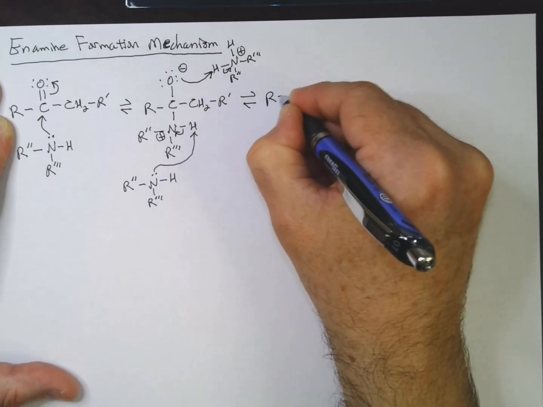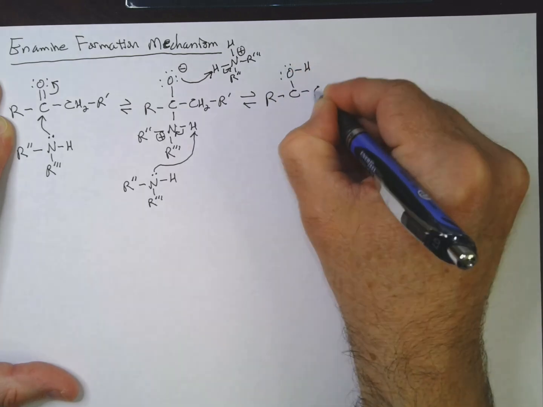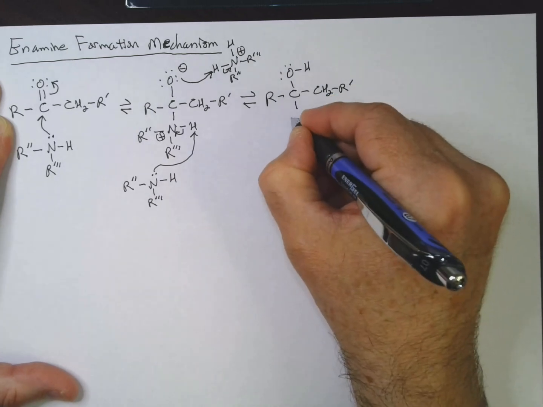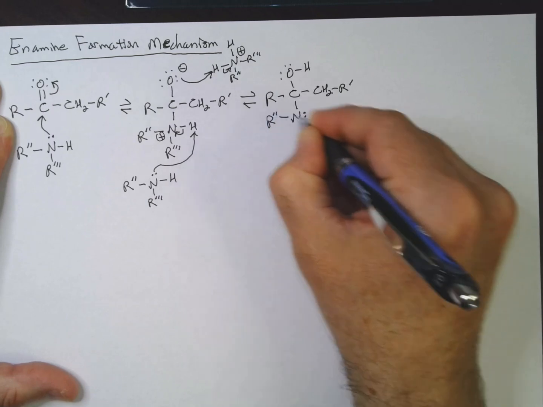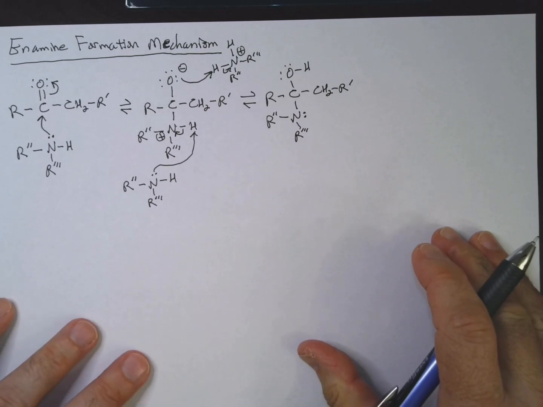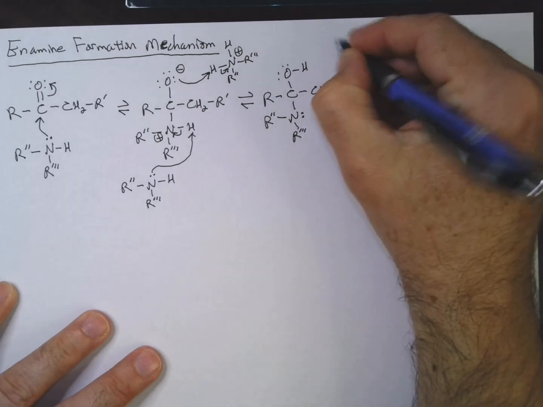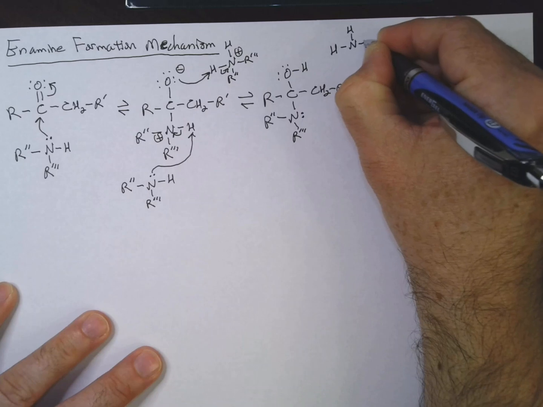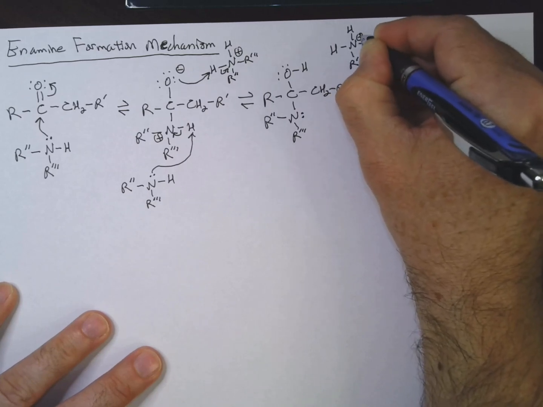So now we get R, C, O, H, CH2, R prime, N, lone pair, R double prime, R triple prime. All right. Now we'll have another proton transfer. So again, it's the same so far as the imine formation.